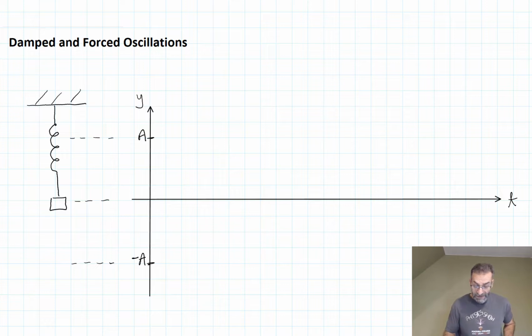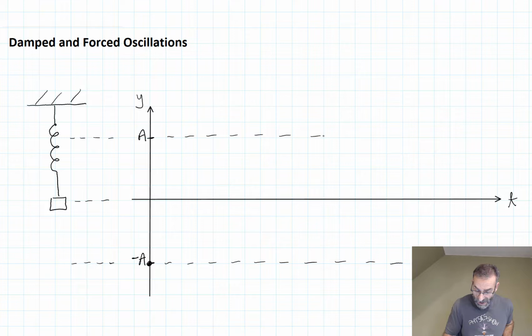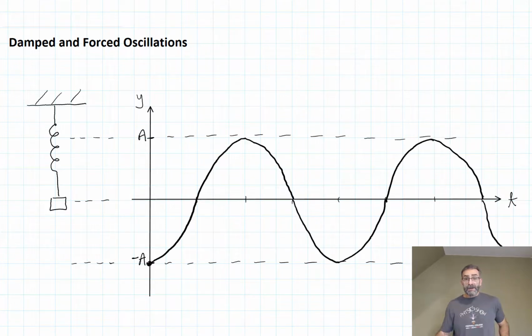If I plot that y position as a function of time, where am I going to start? I'm going to start out at negative A at t equals 0. And I know eventually I'll come back to that point. And it's going to oscillate between negative A and positive A. Our curve will look something like this. Always oscillating between negative A and positive A.